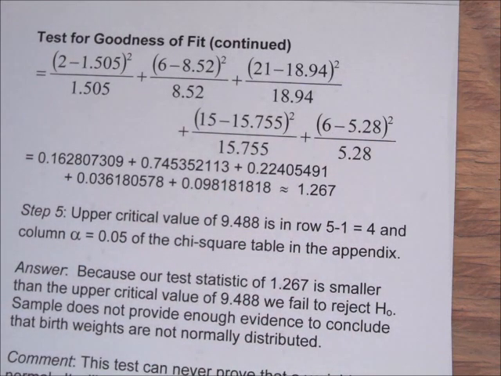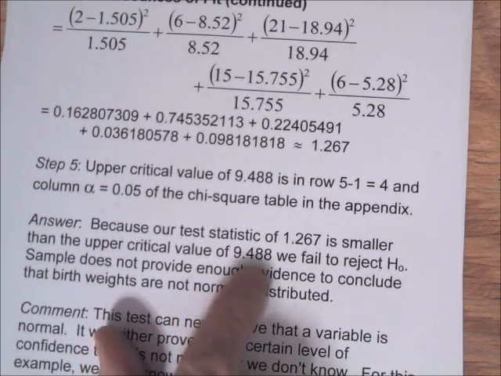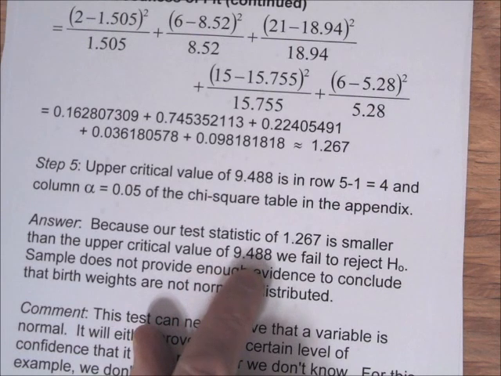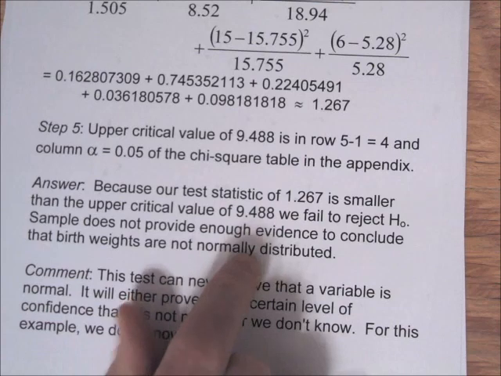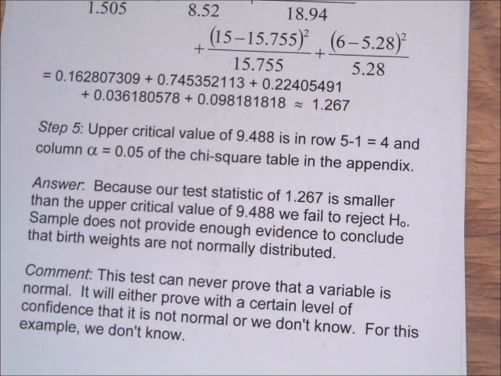So the upper critical value is the same one we had before. It's row 5 minus 1, which is equal to 4, column 0.05 of the chi-square table. And our test statistic, 1.267, is smaller than the upper critical value of 9.488. And that means we fail to reject H naught. The sample does not provide enough evidence to conclude that birth weights are not normal.